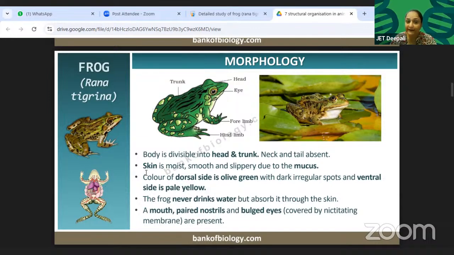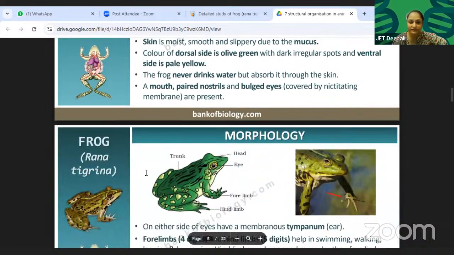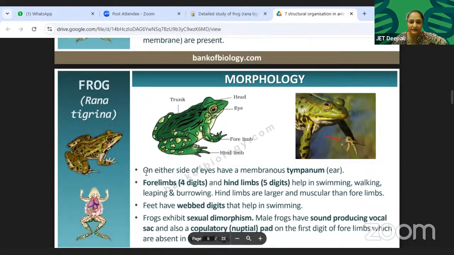A mouth, paired nostrils means dirhinus, and bulged eyes means protruding eyes covered by nictitating membrane. On either side of the eyes there is a membranous tympanum, the ear. Tympanum is a membrane. It is part of the middle ear. Because of that membrane, they can hear. They are not deaf. Some amphibians we have studied, they are deaf. But these are not, because they are having tympanum, means they are having a middle ear, they can hear.